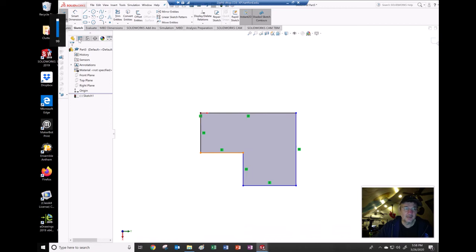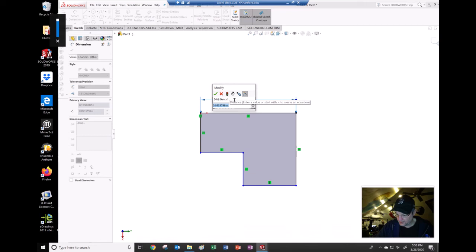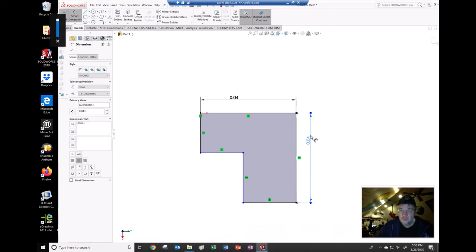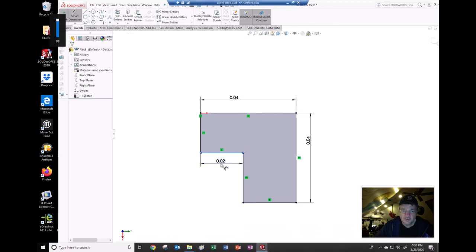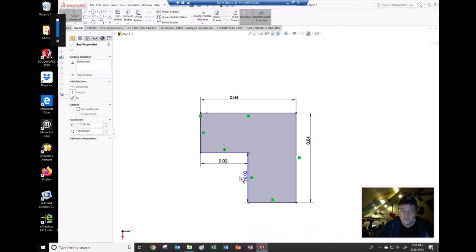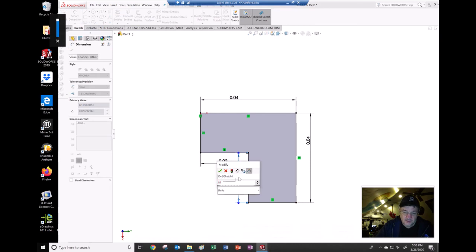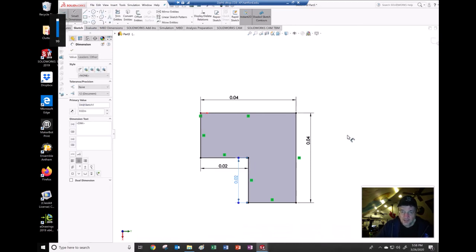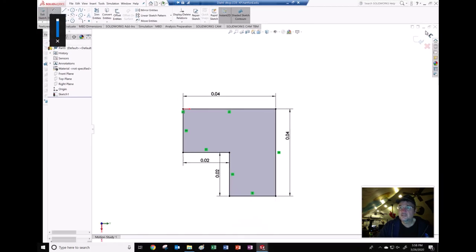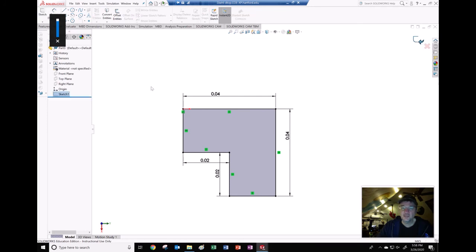And I think I got it. No, I probably should have added the relations in there, but I got lazy. And so this guy right here is 0.04, right? And this guy should be 0.04. And this should be 0.02. And then the last one, 0.02. And it looks like it's all black, so it's all fully defined. Let me put that up there again and go, okay, I'm okay with the sketch.